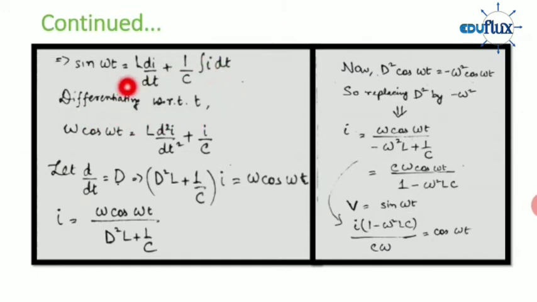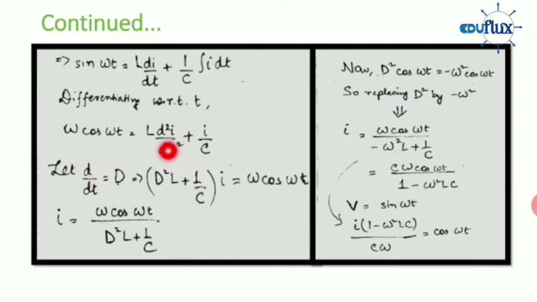Differentiating both sides of the equation with respect to t, omega cos omega t equal to L d2I/dt2, the second derivative of current with respect to time, plus I by C. Let d/dt equal to d.